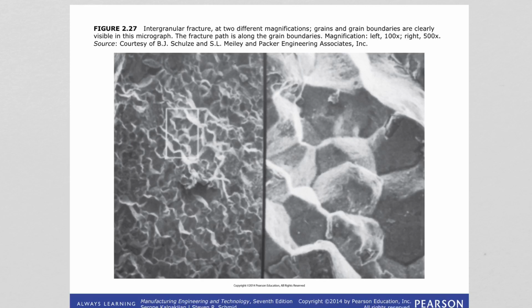So there is also intergranular fracture. In this case, the crack propagates along grain boundaries. Okay, and it generally occurs when the grain boundaries are soft and contain a brittle phase, or they have been weakened by liquid or solid metal embrittlement.